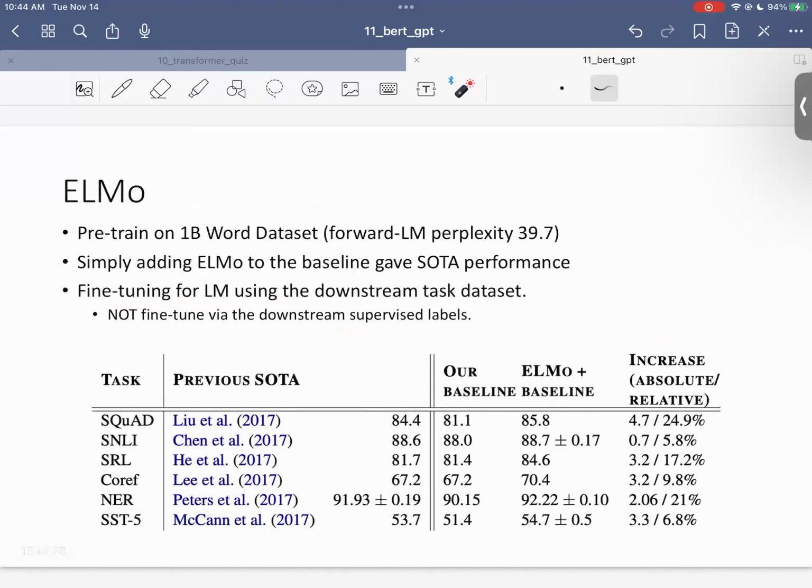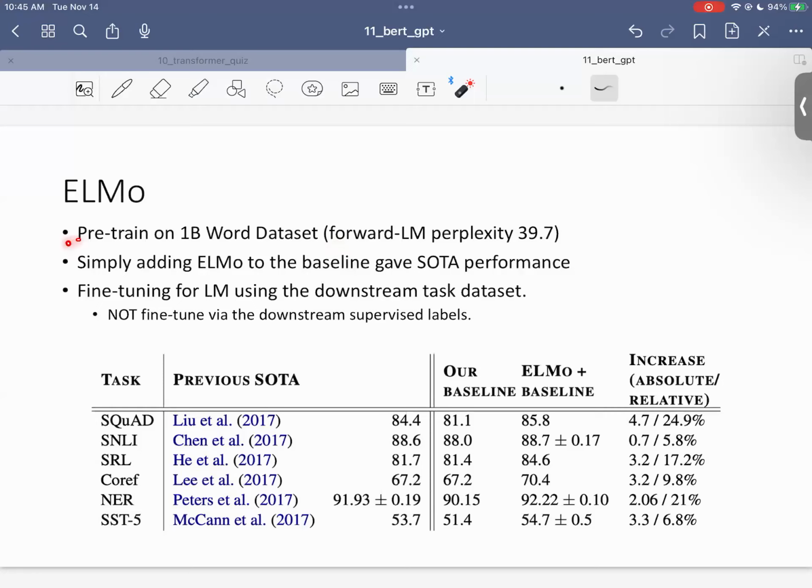So ELMo was pre-trained on a data set called the 1B word data set. Just as a side note, the forward language model perplexity was about 40. Perplexity means how many guesses you need to make a correct prediction for the next word. Because the forward LM is just predicting the next word, right? Like "I am a student," predicting the next word. So if you give the model 40 chances, then it would get it right. So it's a pretty accurate model, given that there are 50,000, maybe 60,000 words in the English vocabulary. Being accurate within 40 guesses is a pretty good achievement.